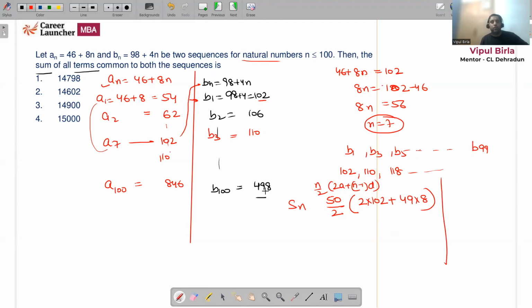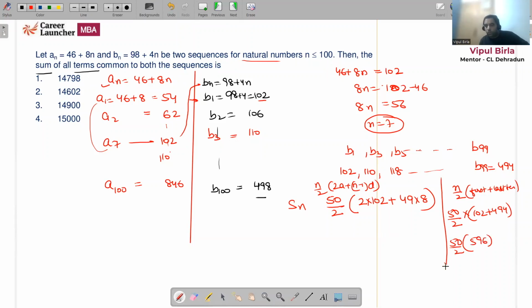So B99, we need to calculate; B100 is 498. So B99 is nothing but 494, which is the penultimate term of the series. And I could have also done that the sum is equal to n by 2 into first term plus the last term, which gives me 50 by 2 into 102 plus 494, which is 50 by 2 into 596, right?